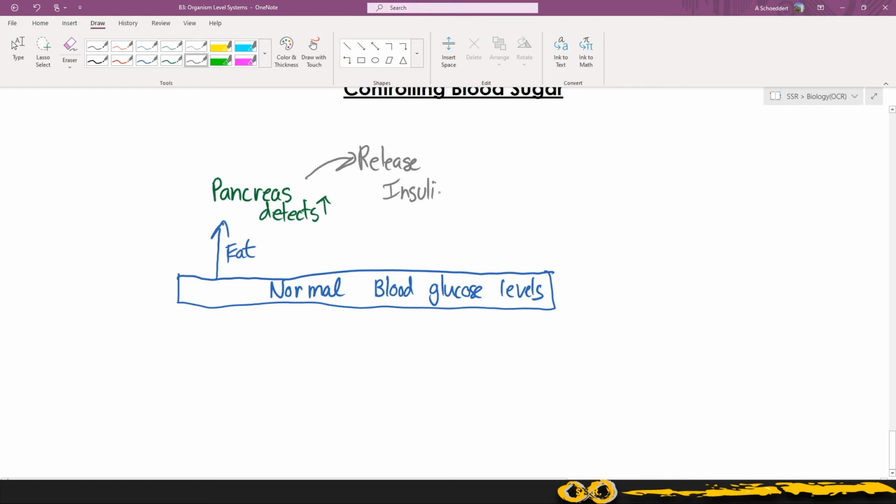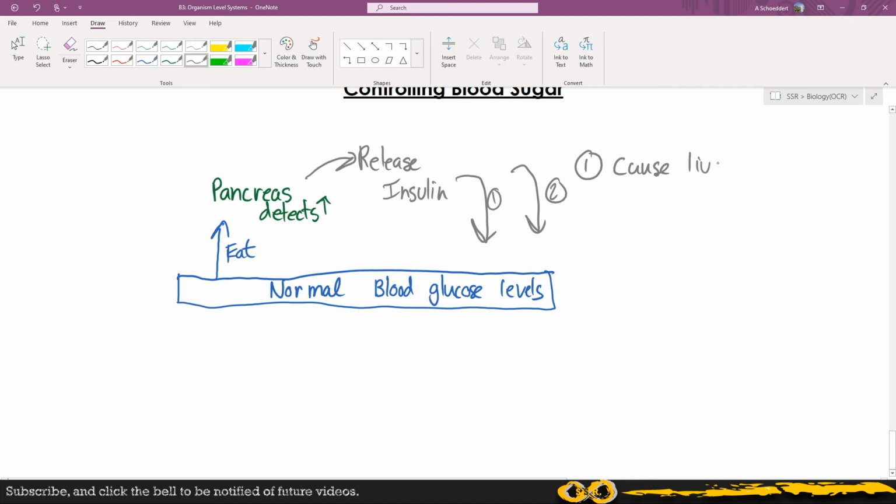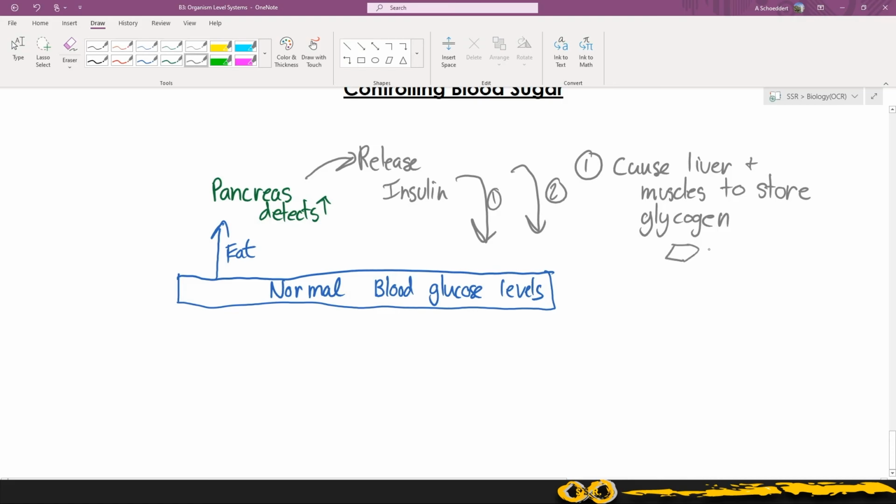And that is going to have 2 effects that are both going to be to bring these levels back down. The first effect it's going to have is it's going to cause the liver and muscles to store glycogen. And glycogen is a long chain of sugars, so it's going to take the glucose, it's going to chain them up into these long glycogen chains, and then it can kind of store that energy for later use.